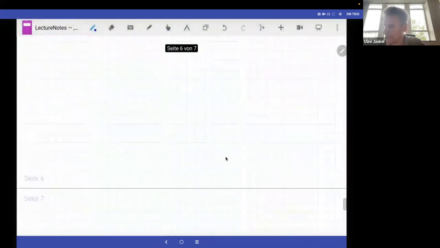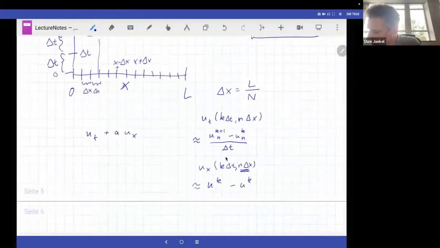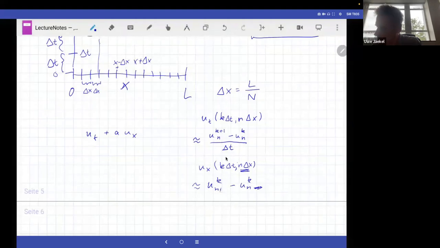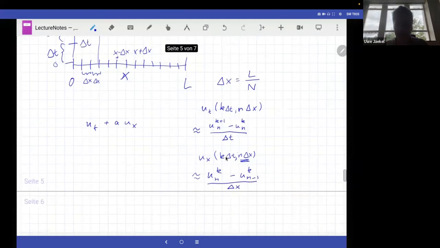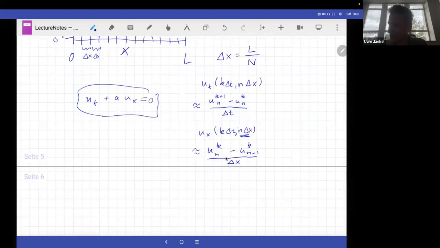One thing we could do is also take a forward difference. Then this would be u_(n+1) minus u_n. But it turns out, and I will show you the reason why, that in this case it's better to take a backward difference, divided by delta x. This is called an upwind scheme. Now we plug this into the differential equation, which should be 0.